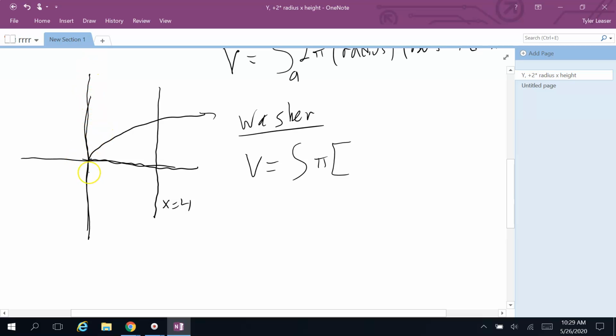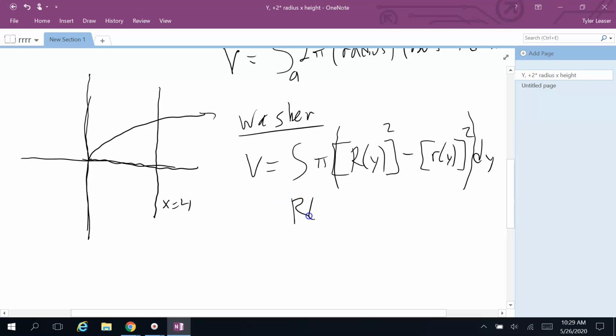Because the axis of rotation is vertical, that means that we're going to be having horizontal slices, which means that we're integrating with respect to y. So my outside radius is going to be a function of y, squared, minus the inside radius is going to be a function of y, squared, dy. And there should be parentheses around this. Okay, so I need to find my outside radius and my inside radius.